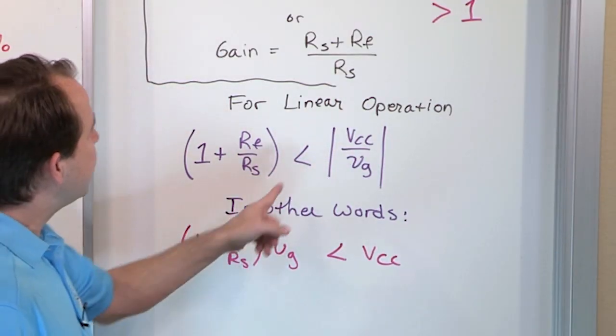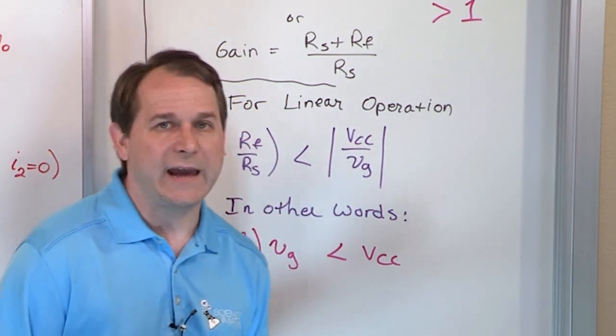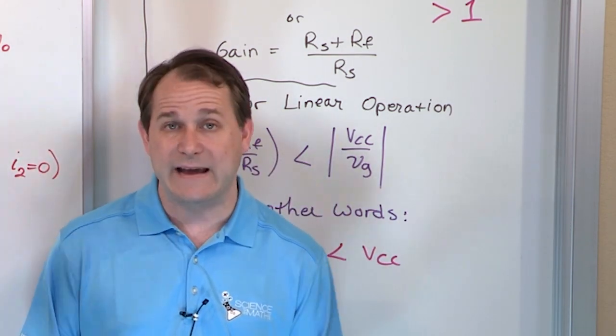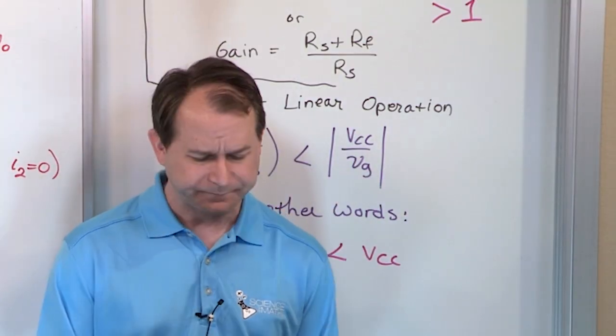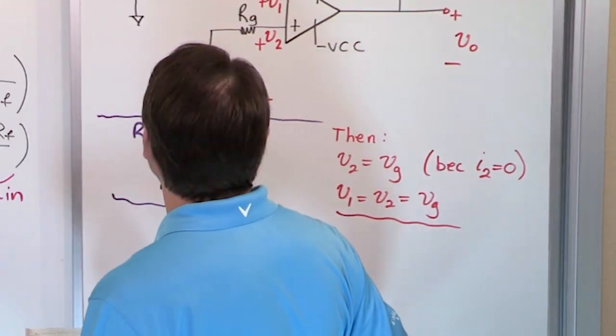So basically, if you know what VCC is, and you know what the input signal is, then you can calculate the maximum gain that you can allow this thing to have in order to not saturate. That's basically it for this lesson.